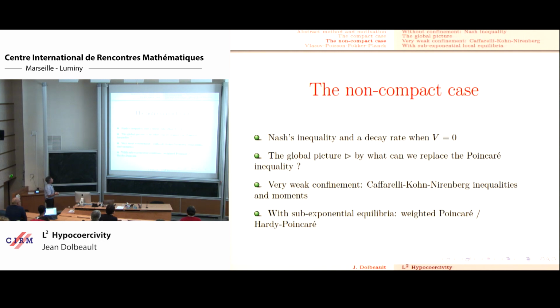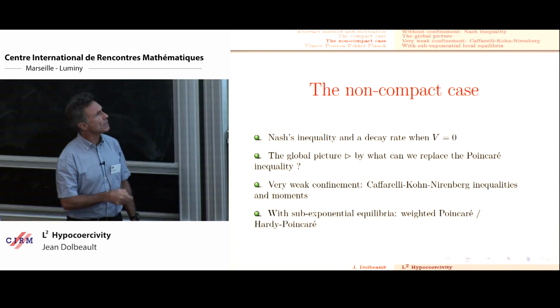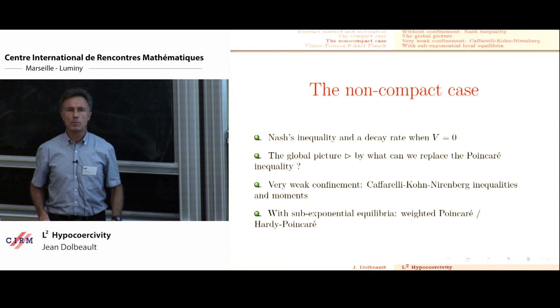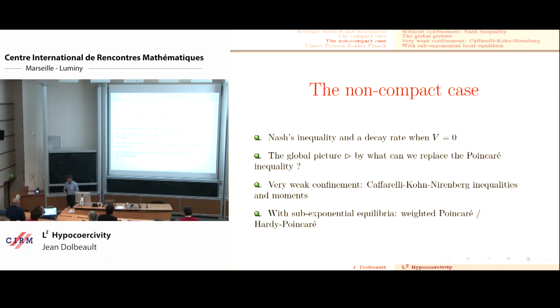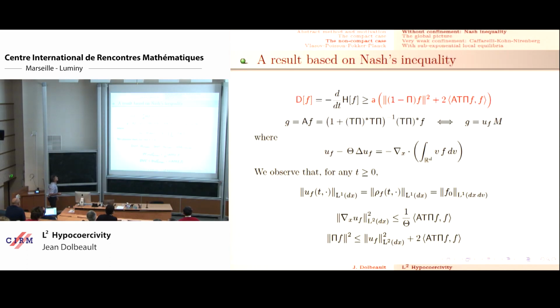Okay, but there are other cases, for instance, with very weak confinement, where it's more Caffarelli-Kohn-Nirenberg type inequalities and moment estimates, or sub-exponential equilibria, where it's quite standard, at least at the macroscopic level, to use weak Poincaré, but you can also use weighted Poincaré or Hardy-Poincaré type inequalities combined with moments. If time permits, I will just show a slide on this.